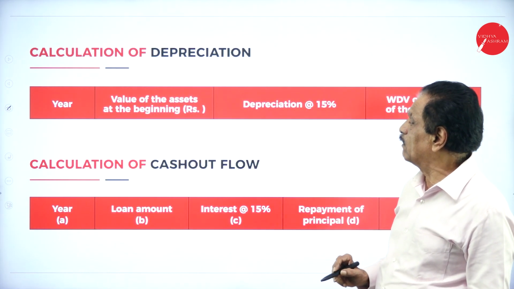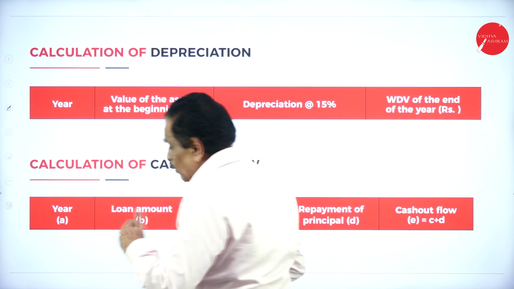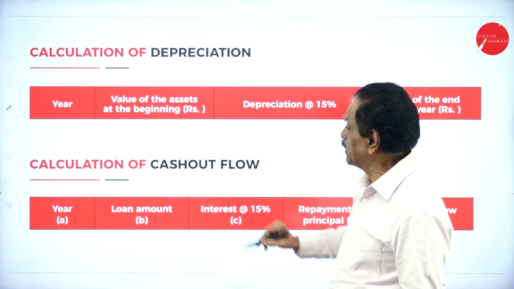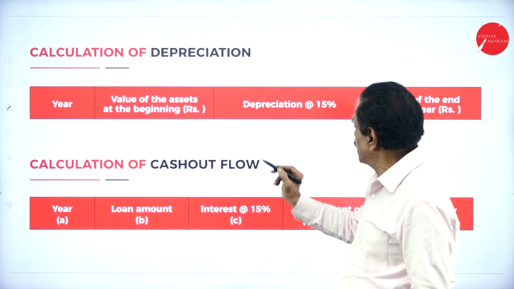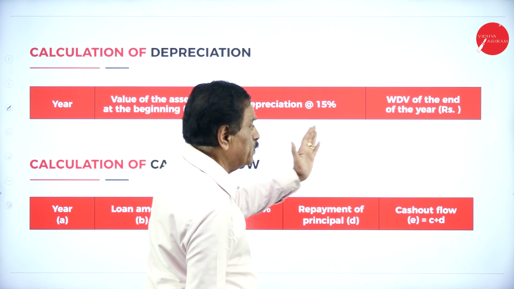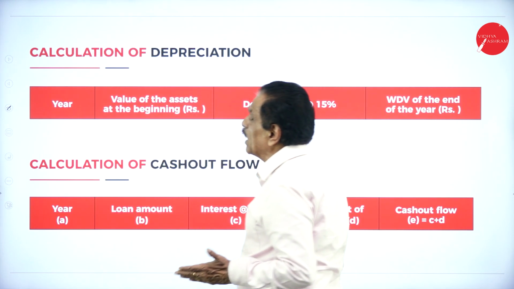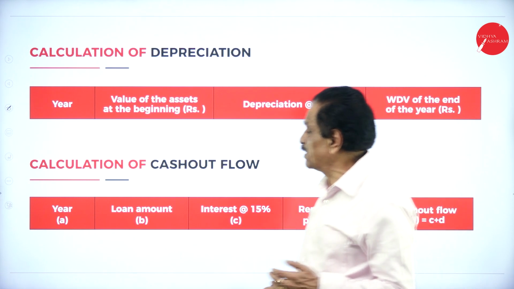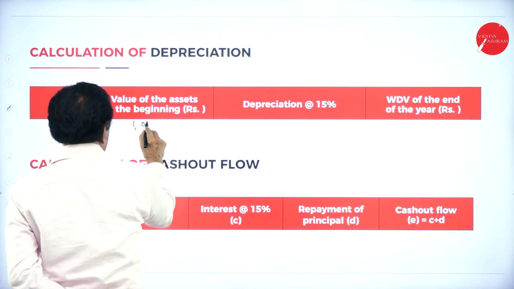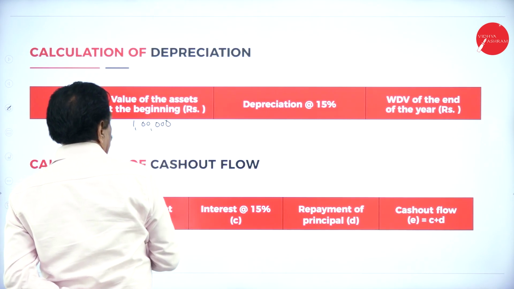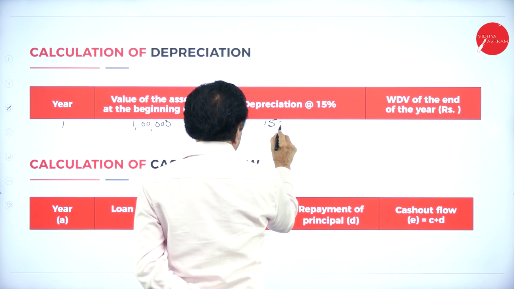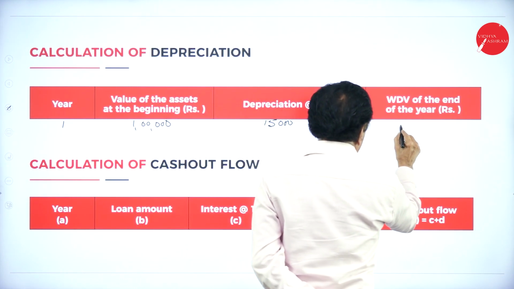Under another method of depreciation, we have the diminishing balance method. Assume the first year cost is 1 lakh. 15% of this is 15,000, balance is 85,000. Next year we have to calculate on 85,000.